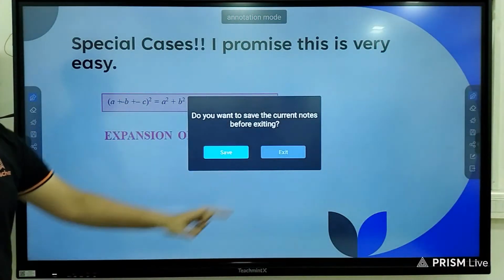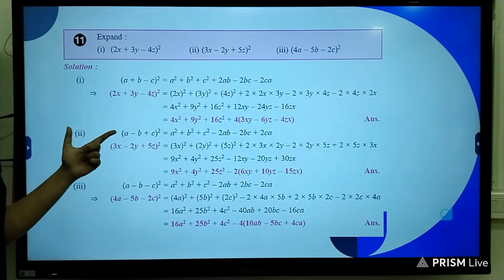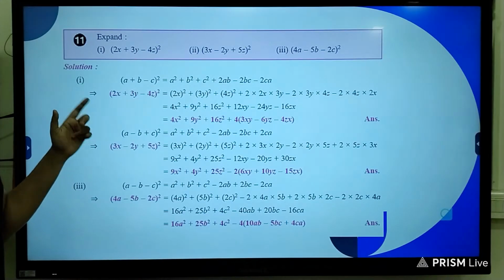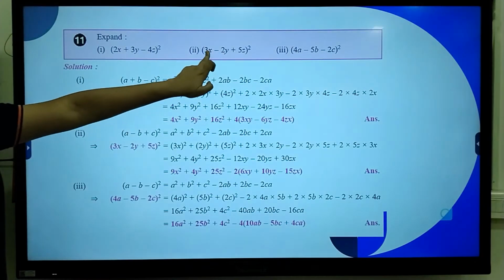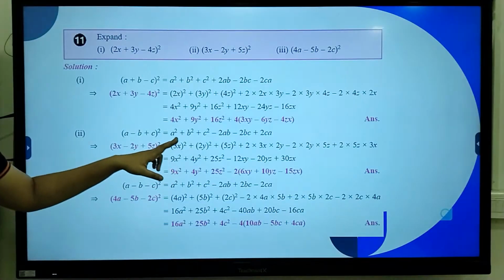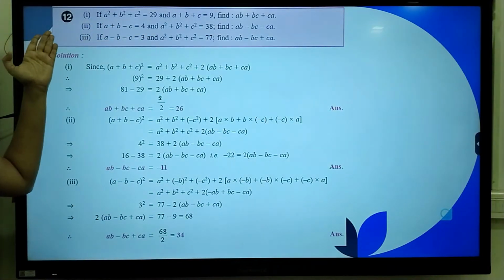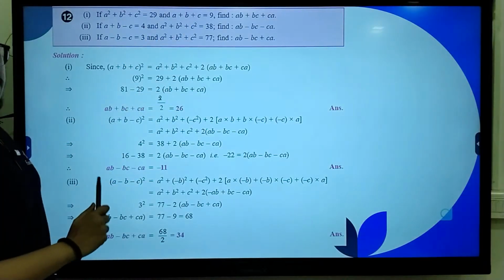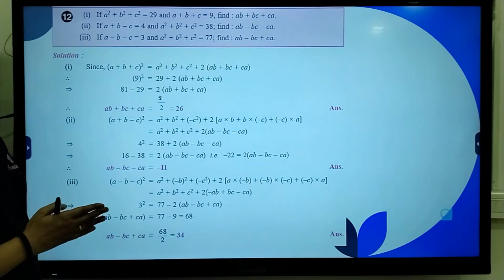Check. These sums are all basically of the same concept that we have just done. 2x plus 3y minus 4z, so a plus b minus c, a minus b plus c, a minus b minus c. So again, same type of sums where the values are given. You can take your time understanding the sum.